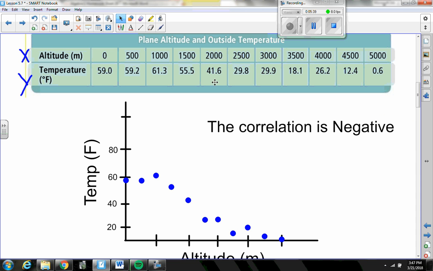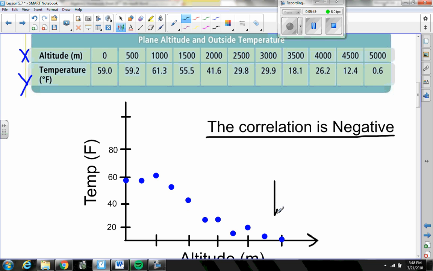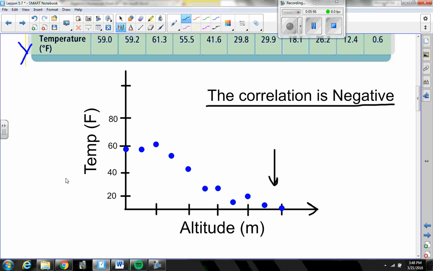Correlation is negative, right? And that's all I really need to say. Correlation is negative, because as my x values increase, as my altitudes go up, what's happening to my temperature? Temperature is going down. Okay, so that would be a negative correlation. All right? So that's part of your homework.